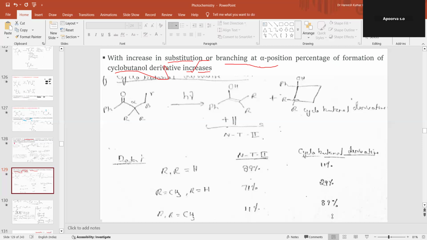Overall, you can look at the substituent present at the alpha position of the carbonyl group. If the bulky groups are other than hydrogen, then cyclobutanol will be the major product. I will go to the next slide.